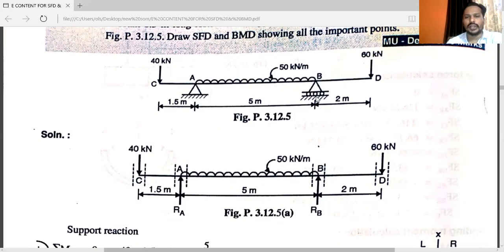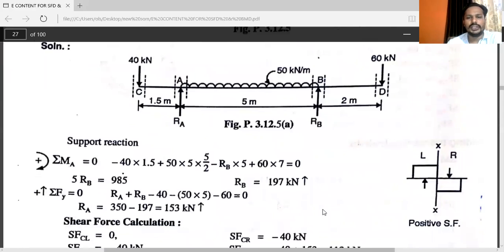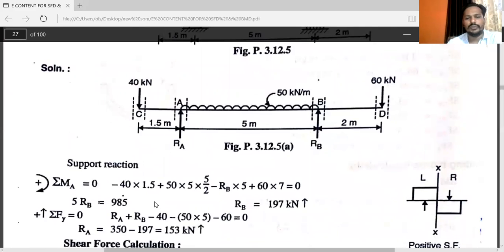Roller support is having only one reaction, that is RB, perpendicular to the contact surface. The surface is horizontal, so the reaction will be vertical. You can see RB. At point D, 60 kilonewton is acting. So two unknowns are there, that is RA and RB. By using the conditions of equilibrium, we can find out the values of RA and RB.